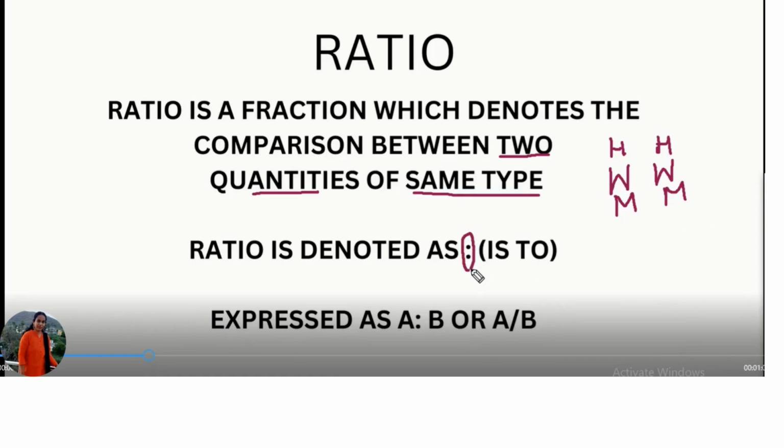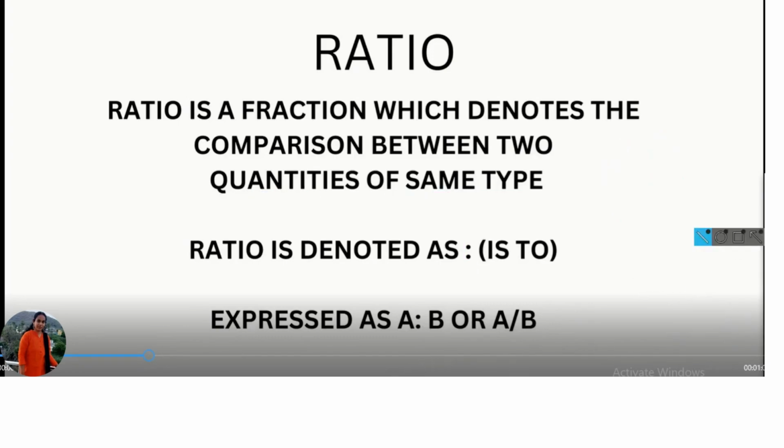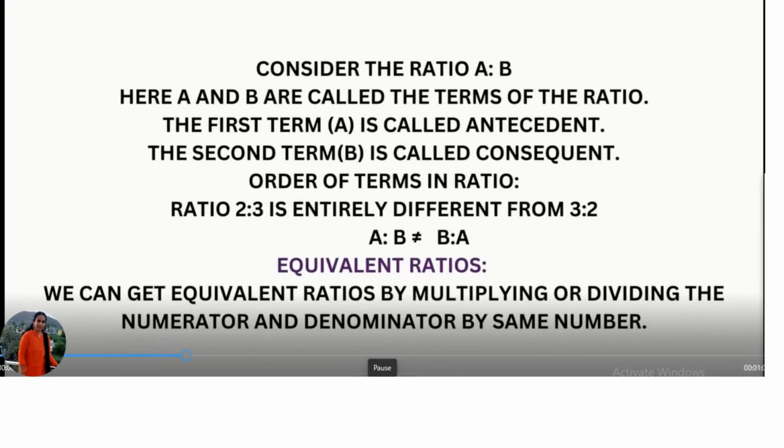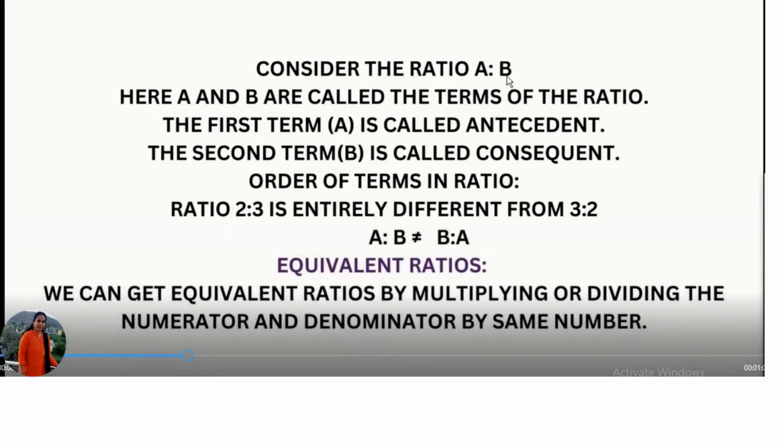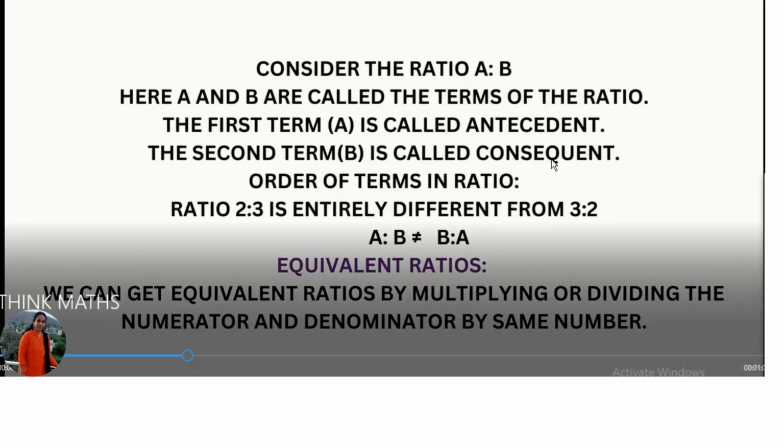It is denoted by the symbol "is to". It is expressed as A is to B or A by B. Let us take one example. Before that, we will write the terms. What are the terms in ratios? Consider the ratio A is to B. Here A and B are called the terms of the ratio, and A is called the antecedent, B is called the consequent.